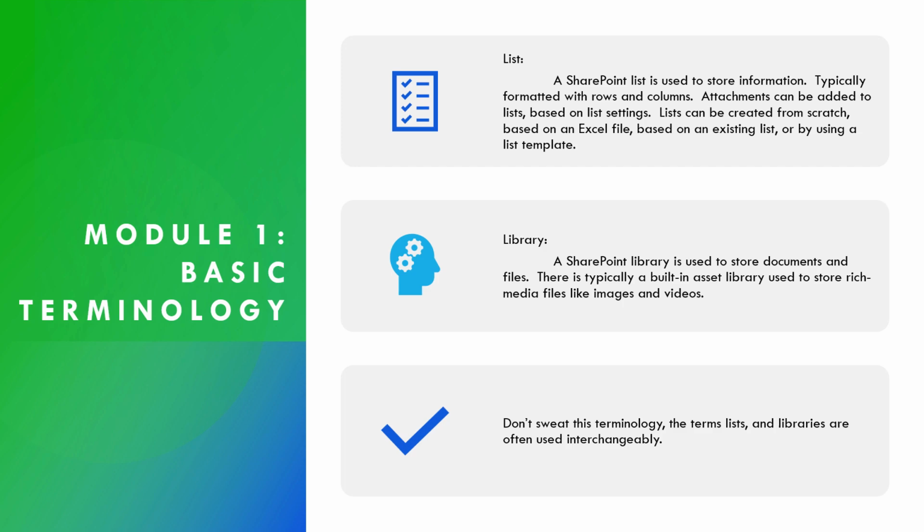A library is used to store documents and files. So lists store information, libraries store documents and files. You can have a document library, you can have an asset library, which is used to store rich media files like images and videos. And again, list and library, you'll hear the terms used interchangeably, but in SharePoint, they store different things.